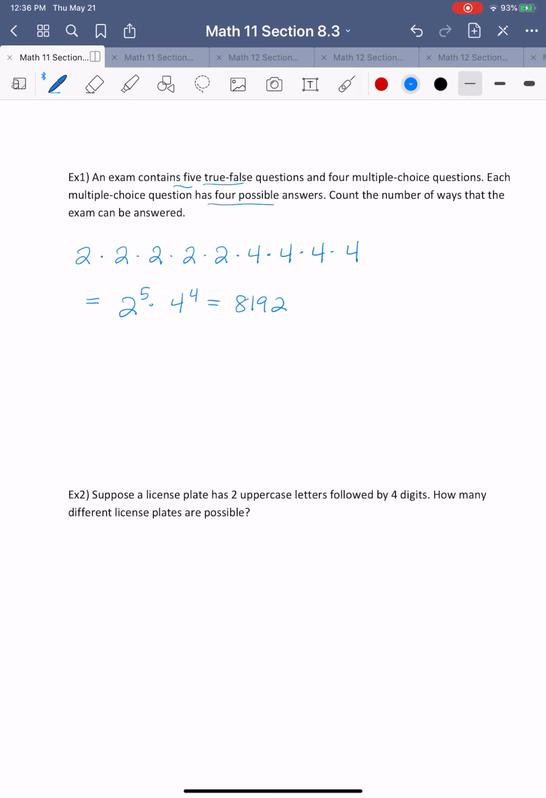Number 2: suppose our license plate has 2 uppercase letters followed by 4 digits. So there are 6 places to fill in. For the first two, you use uppercase letters, which means there are 26 letters of the alphabet. After that, you can use any one digit, which is 0 to 9. So that makes 26 squared times 10 to the 4th, which is 6,760,000 ways.